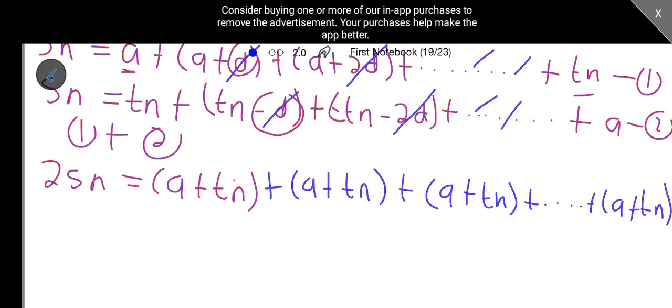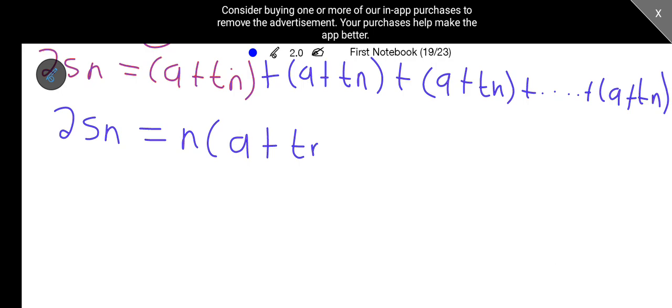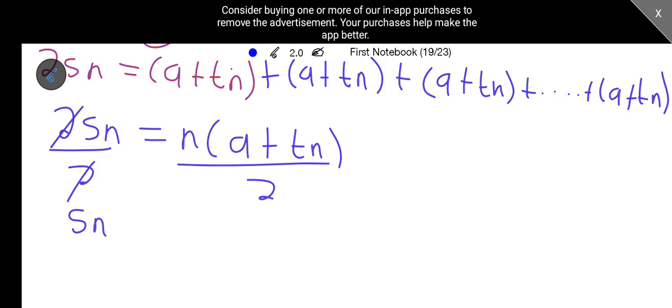And what we're going to do here is that we're going to say that 2Sn is equal to, because we don't know how many A plus Tn's are there, we're just going to say n multiplied by A plus Tn. N stands for the number of A plus Tn's which are here. And we're going to divide both sides by 2. And we'll be left with Sn. And Sn is equal to n over 2 multiplied by A plus Tn.